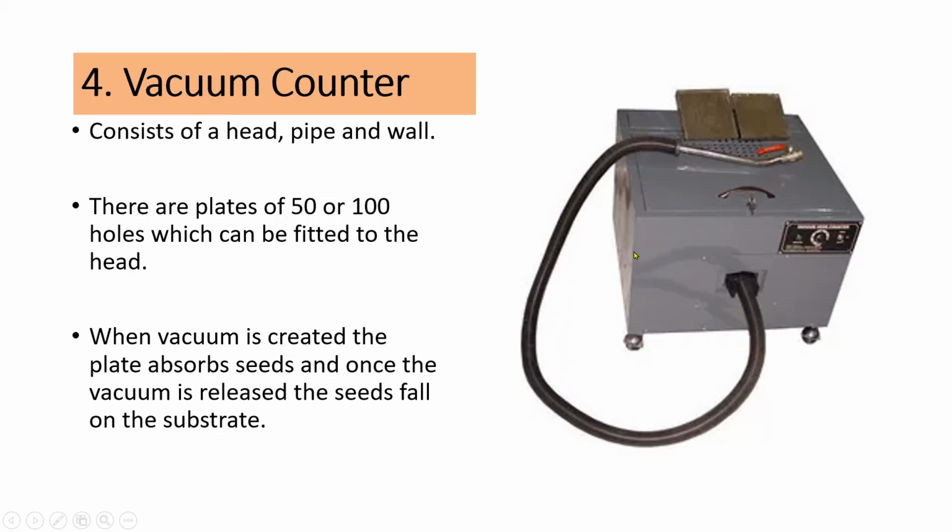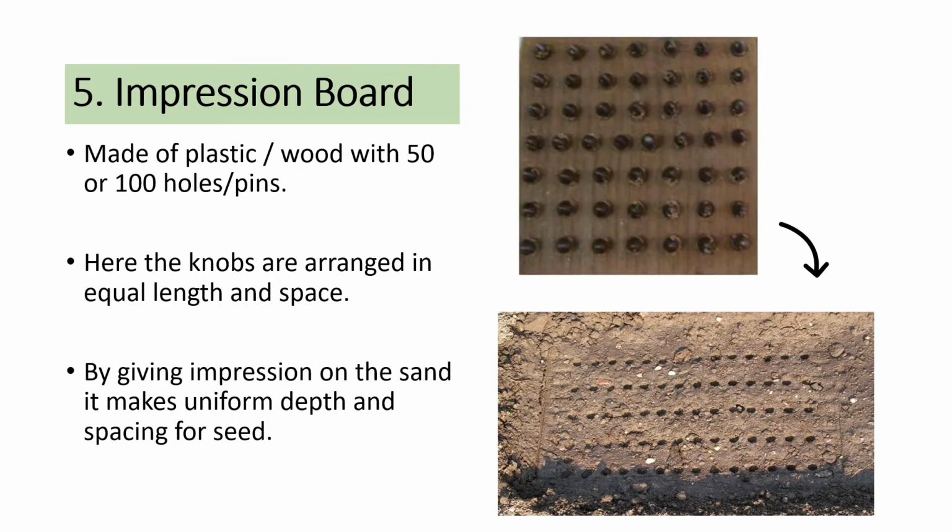With the use of vacuum, we are going to create pressure and absorb seeds. Although I haven't shown it here, the plate is going to be attached here, and from the seed lot, with the use of vacuum pressure, the plate is going to absorb 50 seeds at a time or 100 seeds at a time. In that way, seed counting can be performed quite easily and fast.